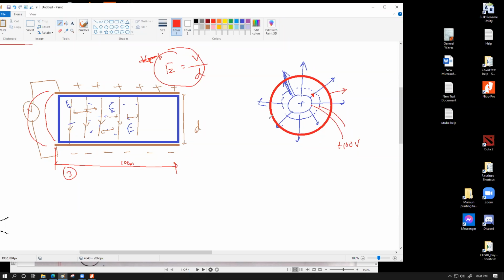Are the blue arrows the electric field lines, then? Yes, exactly. Okay sir, thank you.